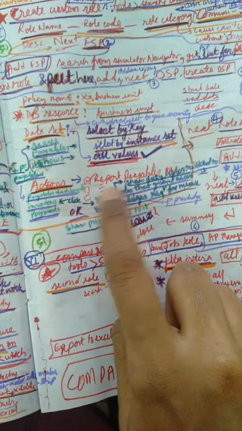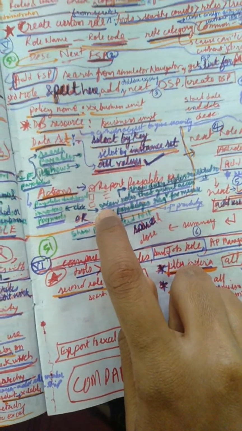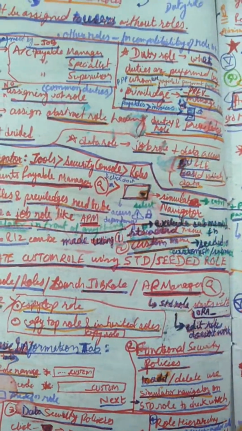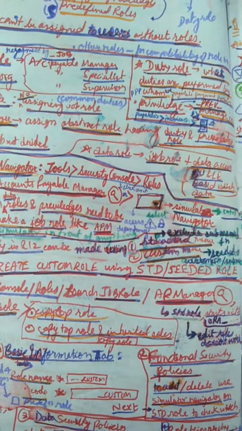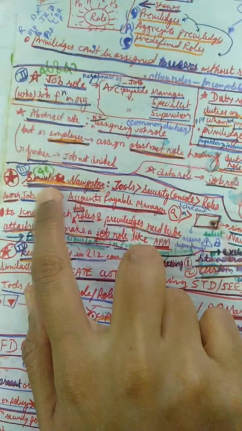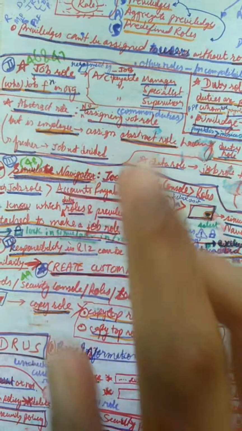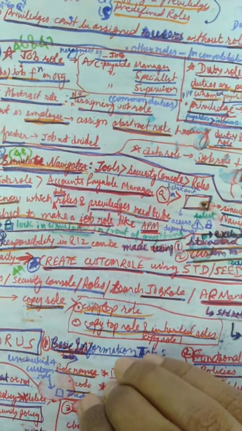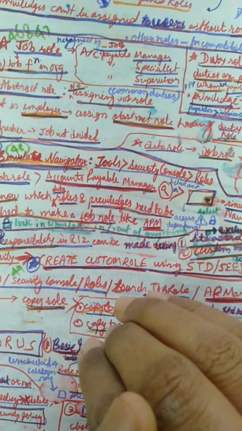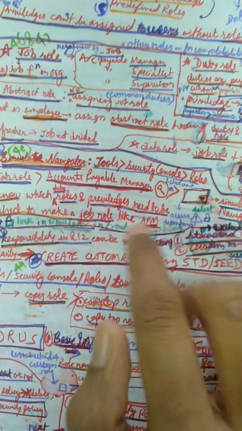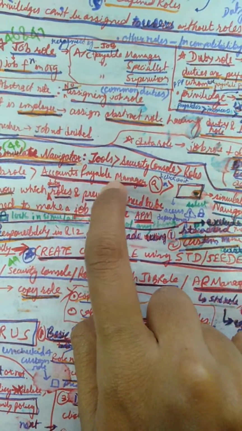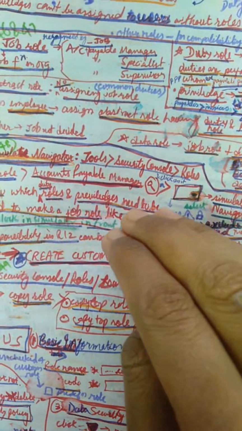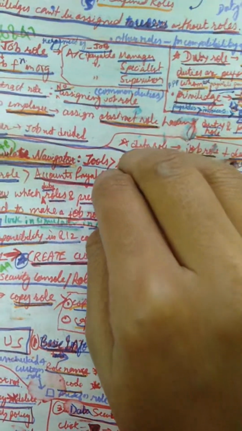So this is how, whenever there is a need to add a new role, first of all the simulator navigator comes into the picture to search. Let's say I want to make a new job role and I need to search for the standard role, or a seeded role like AP, account payable manager. What are the duty roles and privileges associated with that particular role?